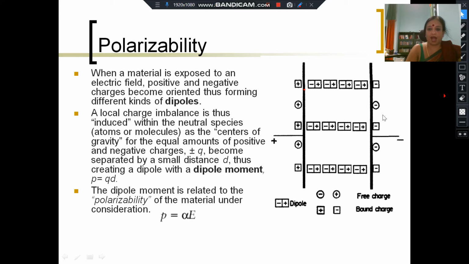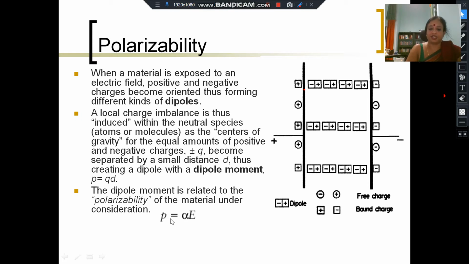So now you have a polarization, a dipole moment. You have a negative charge center and a positive charge center. Let's say the charge involved is Q, and this Q charge is separated by a distance d. So you have an effective dipole moment that is created, and this effective dipole moment would depend upon the polarizability of the material.